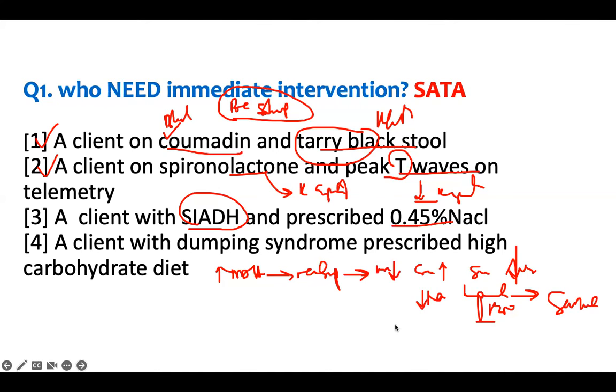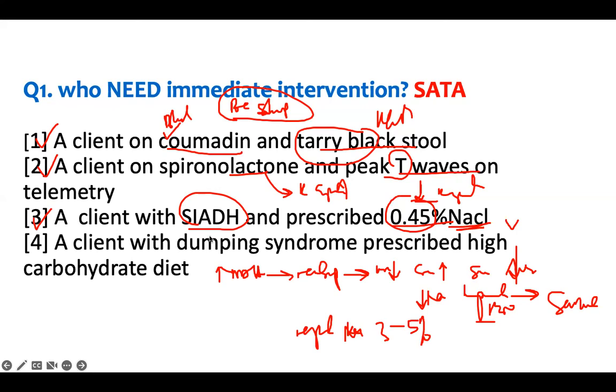What you need to do is replace their sodium with 3%. So any fluid that is not 3% or 5% is wrong. You restrict free water, you don't give them free water. So 0.45% normal saline, even though you're giving them a salt, is too low, it will dilute the sodium more. Therefore, this one needs intervention, right? We're doing something wrong to the patient. Yes, SIADH, I should not prescribe half normal saline. I should give the patient 3 to 5% to bring their sodium up.